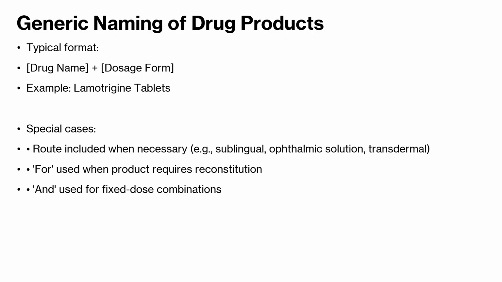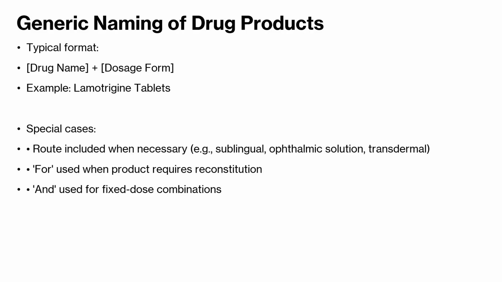For example, sublingual tablets, the ophthalmic solution, or the transdermal, it is usually added. But general dosage forms like immediate release tablet are not added. But yes, if the dosage form is extended release tablet or delayed release tablet, it should be part of the naming of the drug product.